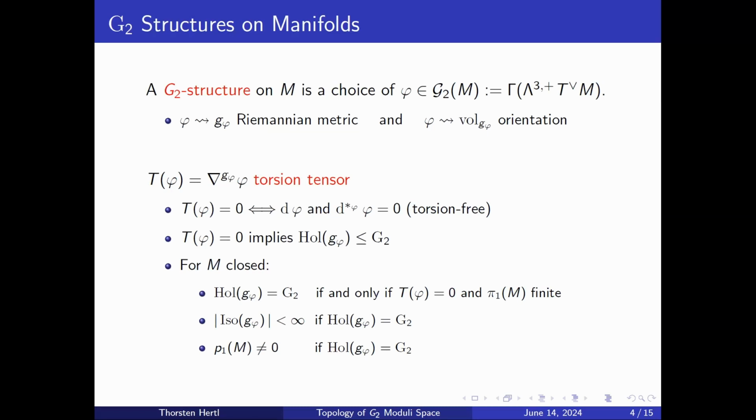The more important point is that the form is torsion free if and only if the G2 form is closed and co-closed. Co-closed means that the Hodge star of phi is closed, but the Hodge star operator depends on the metric, which in turn depends on the form itself. So the second equation is a non-linear elliptic partial differential equation, not a linear one. And this is the reason why G2 geometry is so complicated. Linear PDEs are easier to solve.